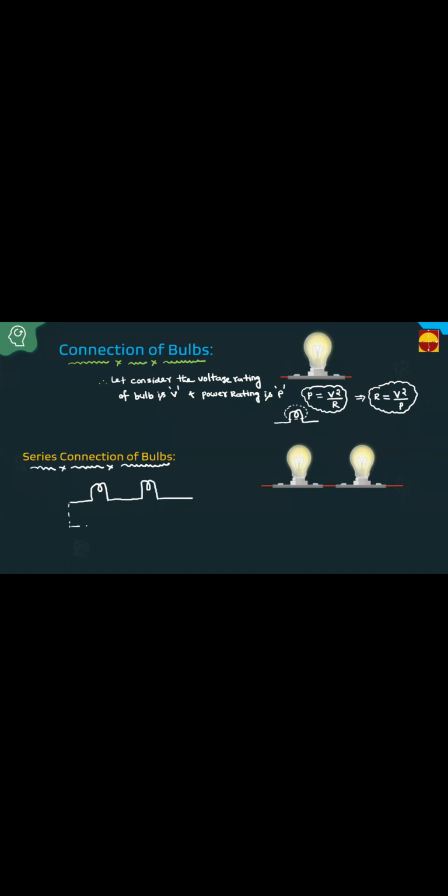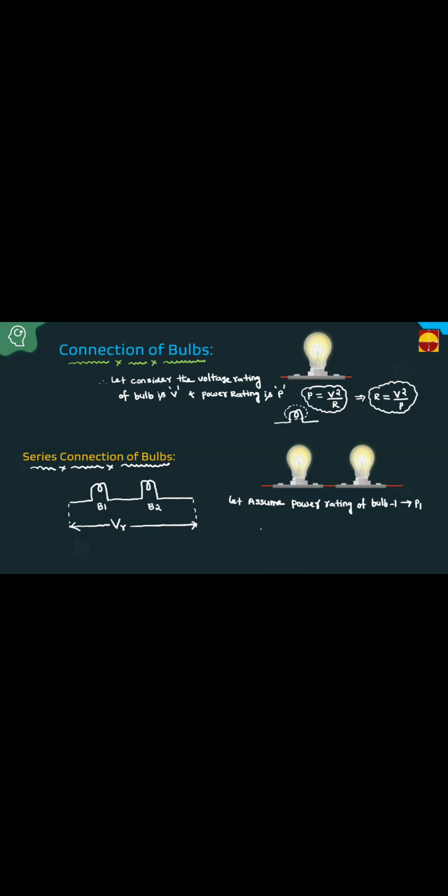Across these two bulbs, let the rated voltage be VR. We apply the rated voltage VR. Let the voltage rating of each bulb be V, and bulb 1 power rating be P1 and bulb 2 power rating be P2. So this is bulb 1 and this is bulb 2. The power rating of bulb 1 is P1, and let's assume that its voltage rating is V.